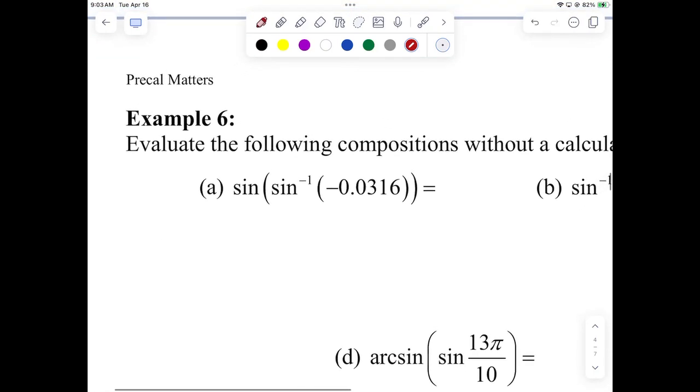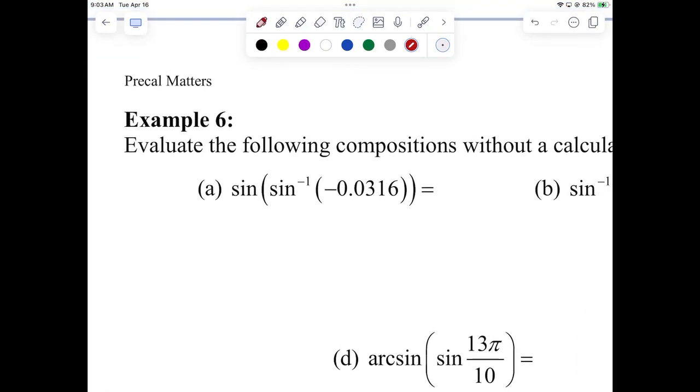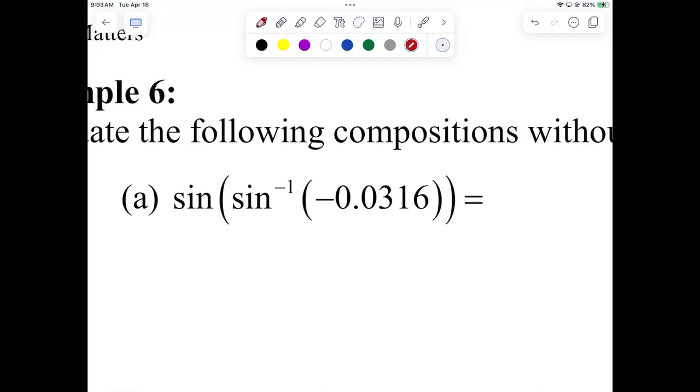Let's look at example 6. Evaluate the following compositions without a calculator. Okay. Inverse sine of -0.0316. We're doing that on the inside, and then we're taking the sine of the resulting angle. So it's sine of inverse sine. That's the first thing you want to notice. It's sine of inverse sine. These are inverses of each other. And we're composing them back to back. So could the answer be -0.0316? Yeah, it could be. But we just got to think about the sequence here.